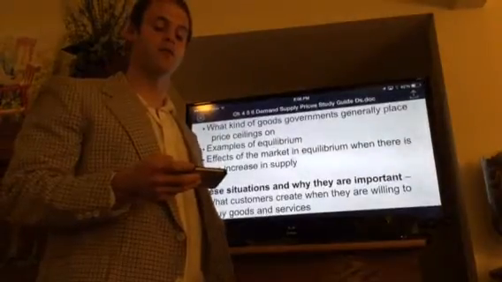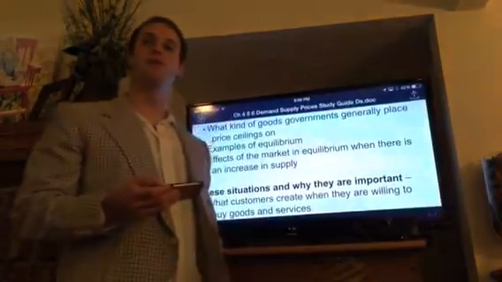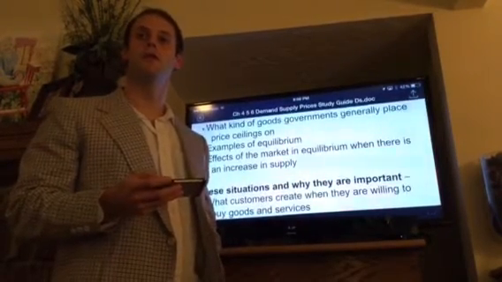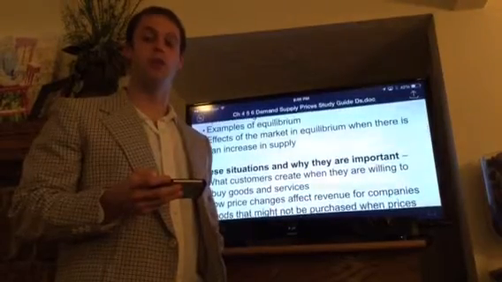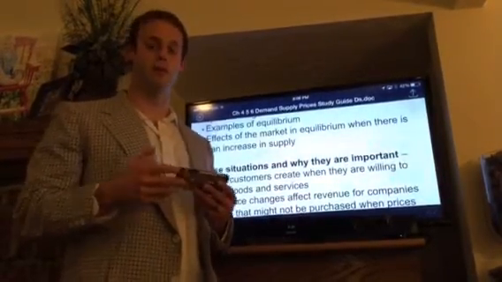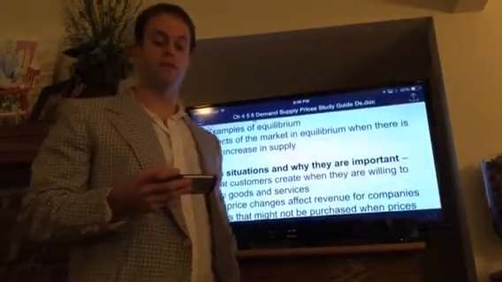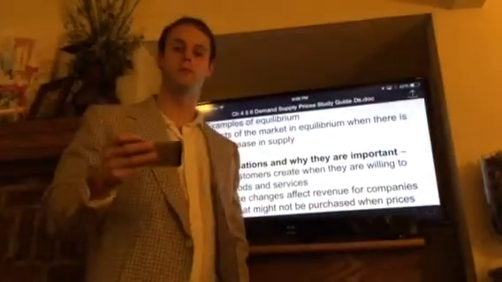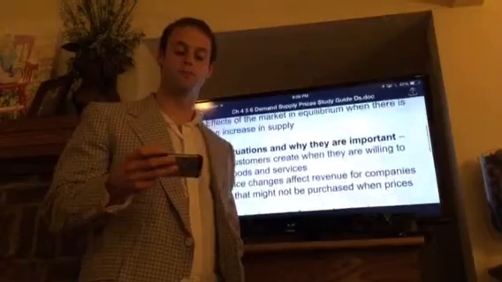What kind of goods does government generally place price ceilings on? Most price ceilings are going to be on rents and things like that. Equilibrium, remember, this is when quantity demanded and quantity supplied are even, so you have a good steady price. We saw this on the chart. Just know that when demand equals supply, you get equilibrium.